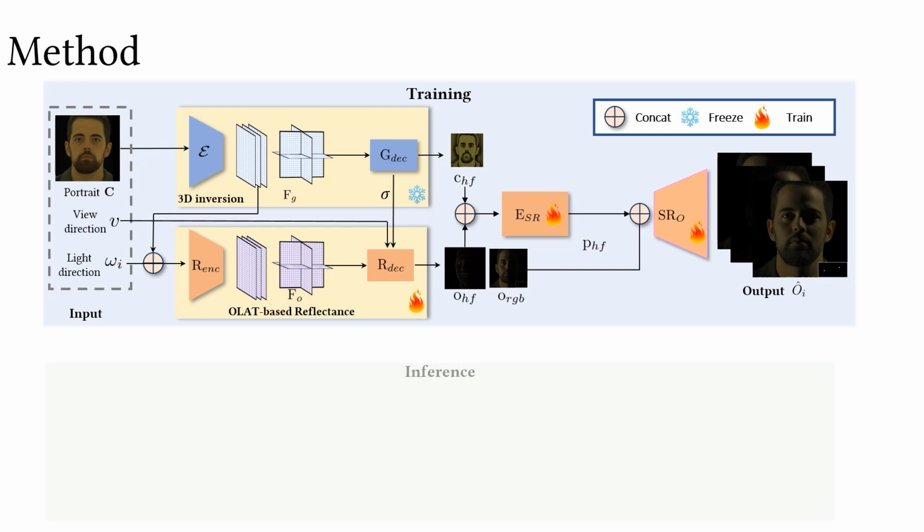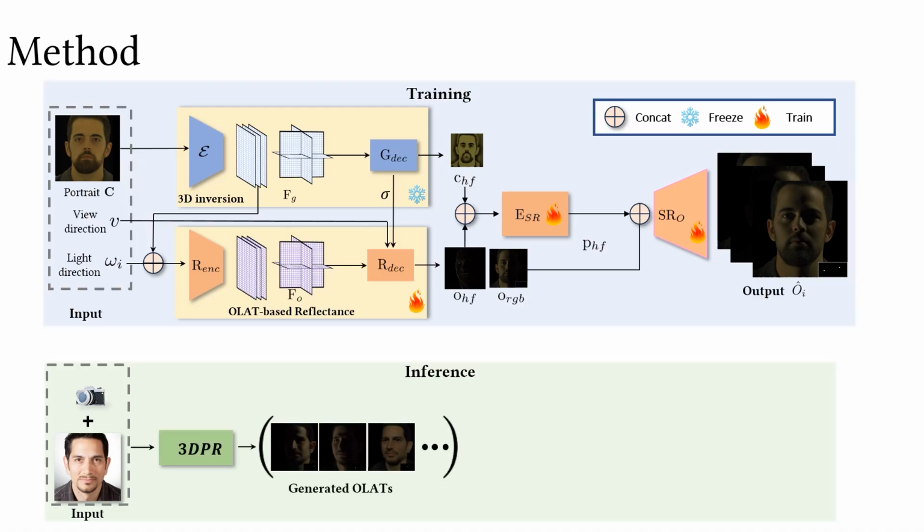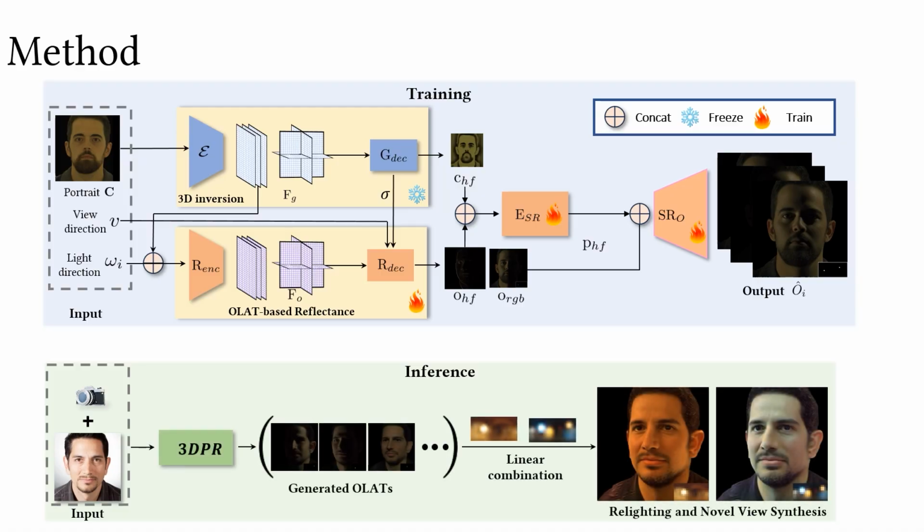At inference time, 3DPR works like this. Given a portrait image and a desired camera viewpoint, we predict all OLATs for that view. These OLAT images are then linearly combined using the desired environment map to produce the final relit result.